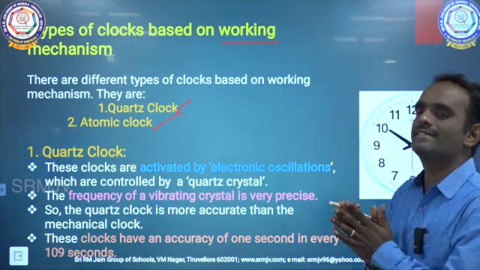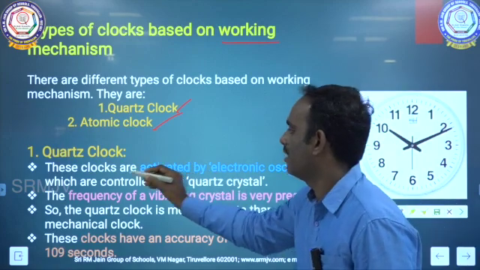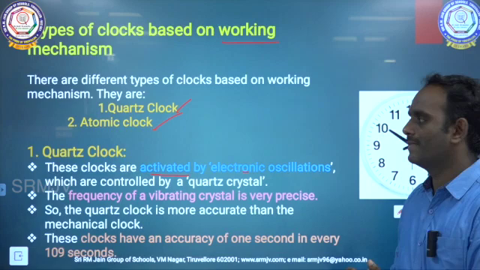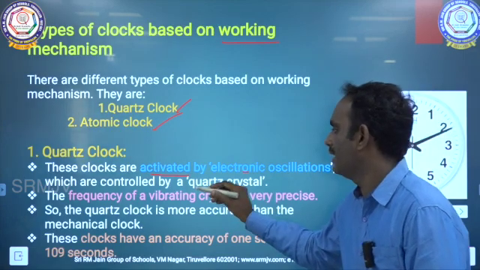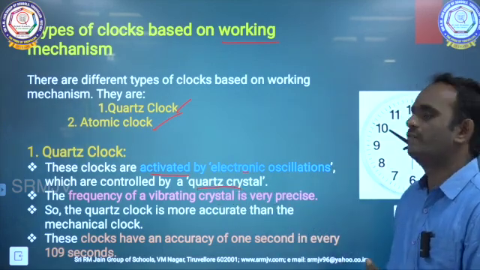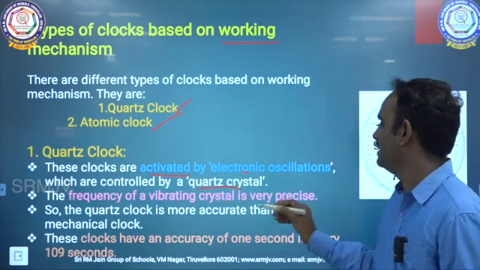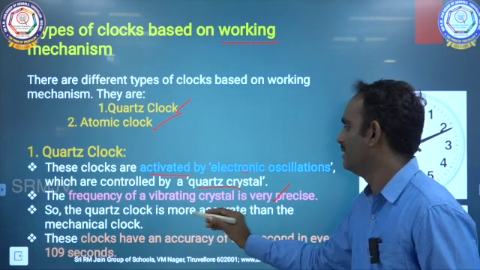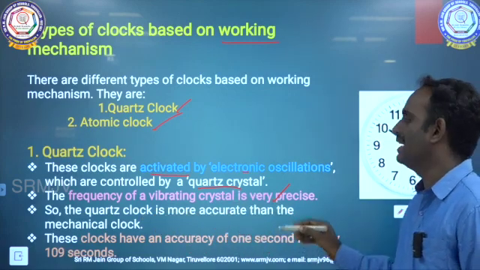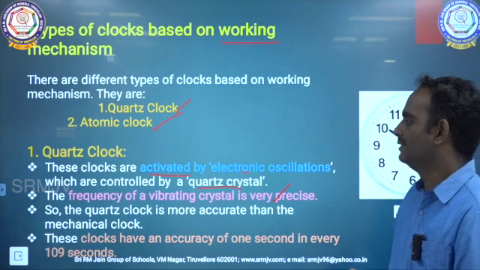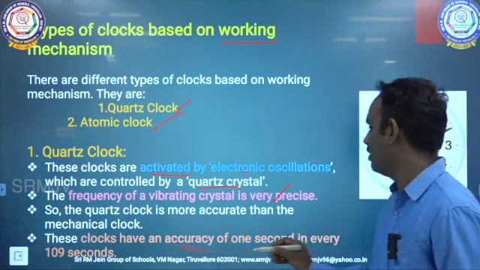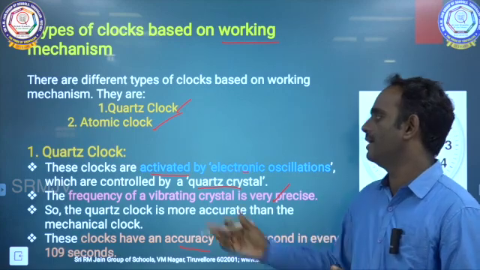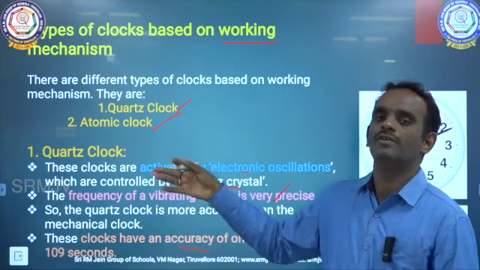What is a quartz clock? These clocks are activated by electronic oscillation, which is controlled by a quartz crystal. The frequency of the vibrating crystal is very precise. So, the quartz clock is more accurate than the mechanical clock. These clocks have an accuracy of 1 second in every 10^9 seconds. This is the peculiar feature of the quartz clock.